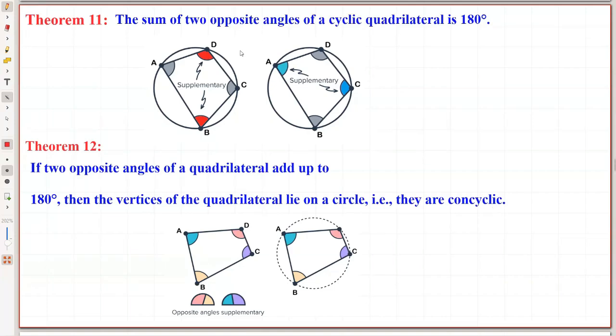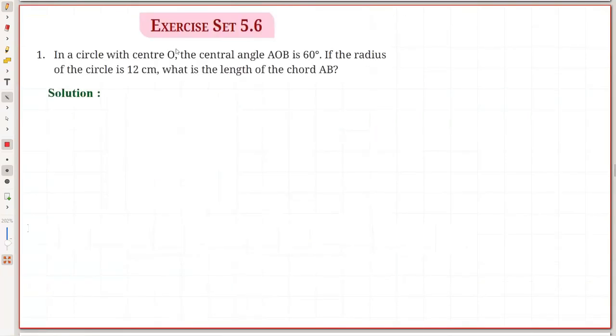Okay. If it's a cyclic quadrilateral, the sum of two opposite angles is equal to 180 degrees. If the sum of two opposite angles is equal to 180 degrees, then all the 4 points will be lying on the circle. So, exercise set 5.6, question number 1.